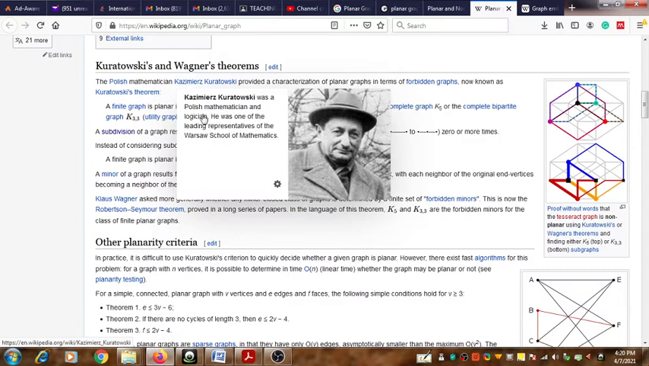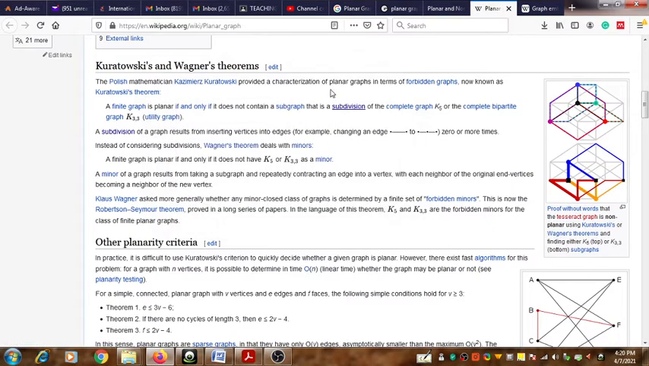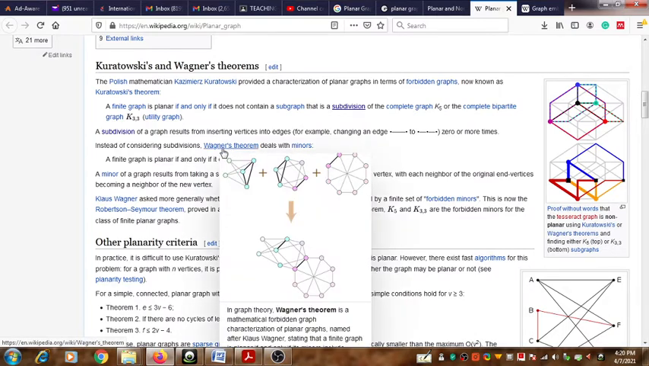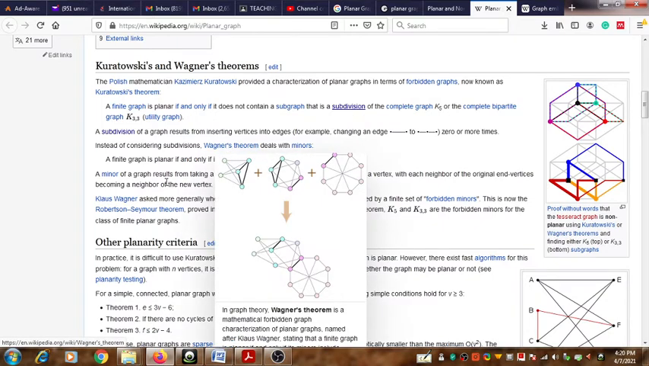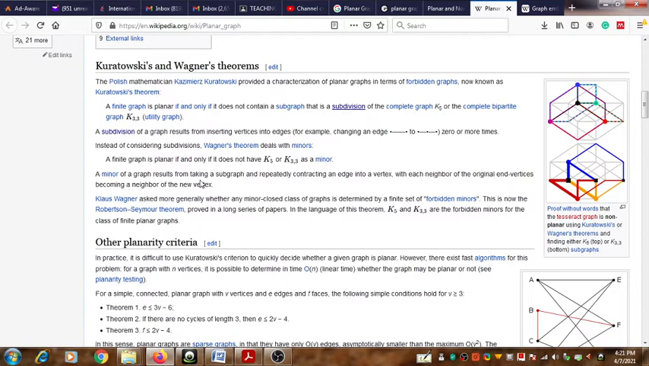Kuratowski was a Polish mathematician and a logician. He was one of the leading representatives of the Warsaw School of Mathematics. Then the second result was due to another mathematician, Wagner, and so it is known as Wagner's theorem, in which the minor concept is used.